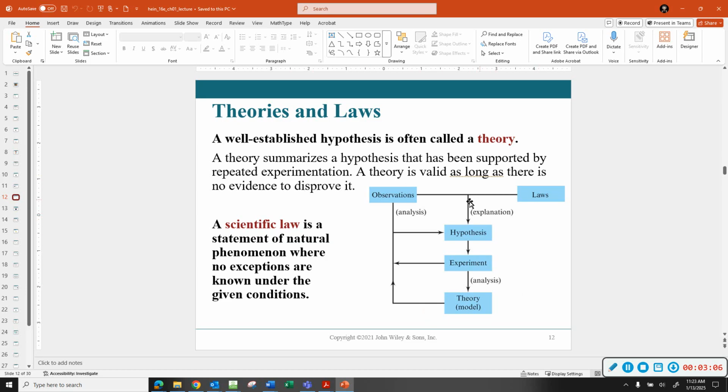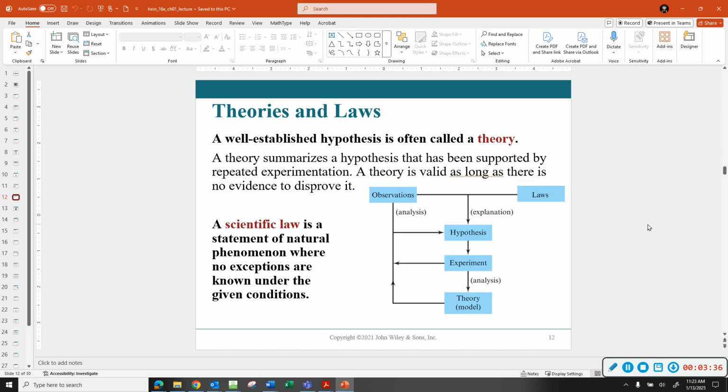Everything starts with an observation. We make a hypothesis, an experiment. We might go back and redo our hypothesis, but very rarely do we get to laws. There's only like 2 or 3 laws in chemistry you're going to have to know about. There's a few more laws in physics, but a lot of times we stick with theories because that's what we know now. Okay, so a theory is a well-established hypothesis.